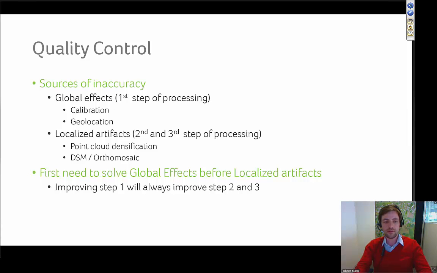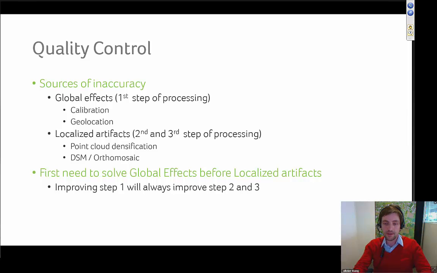There are two main things when we talk about the accuracy in the software. The first is global effects, which are usually caused by the first step of the processing, and then you have artifacts, which are another source of inaccuracies, arising in the second and third step of processing. The global effects are really about geolocation and calibration. The localized artifacts are mostly issues during the point cloud densification or during the DSM and orthomosaic generation.